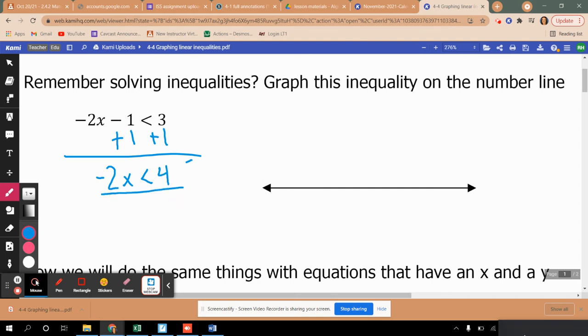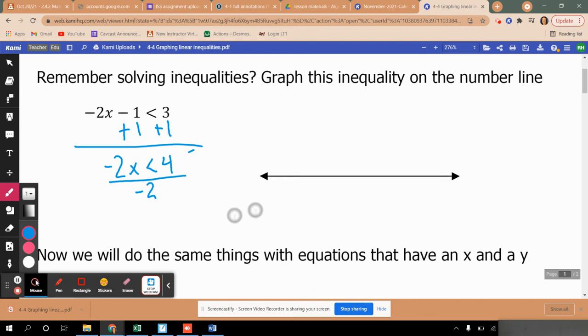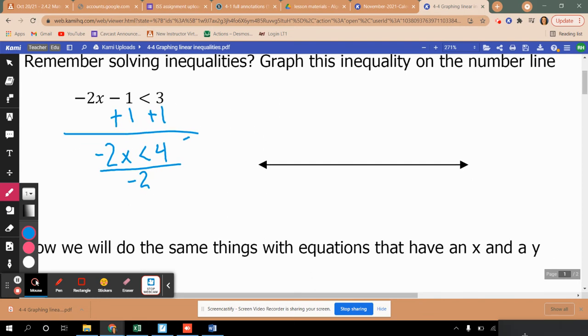Now we're going to divide by negative 2 on both sides. What do we do when we divide an inequality by a negative? Yeah, we've got to flip that sign. So it's going to be x is greater than, not less than. And 4 divided by negative 2 is negative 2. So graphing that on the number line, we can have negative 3, negative 2, negative 1. So we have x greater than negative 2. Is that going to be an open or closed circle? Yeah, it's going to be open because there's no equal to sign. So it's going to be an open circle. I'm going to grab a pink at negative 2. And it says greater than, so we're going to go in the greater than direction.